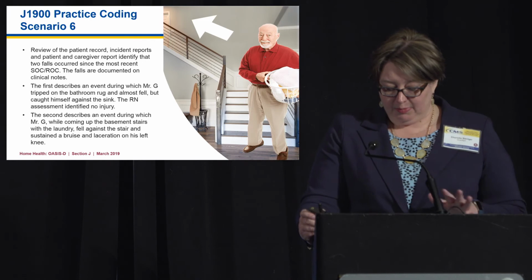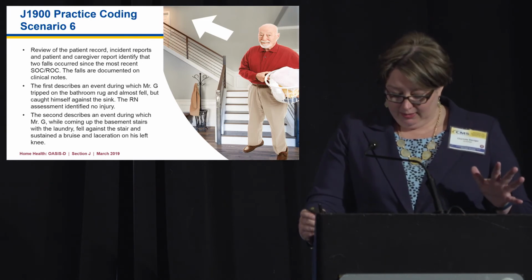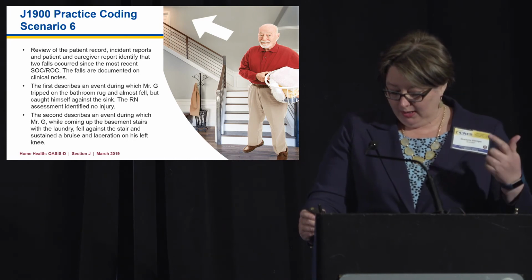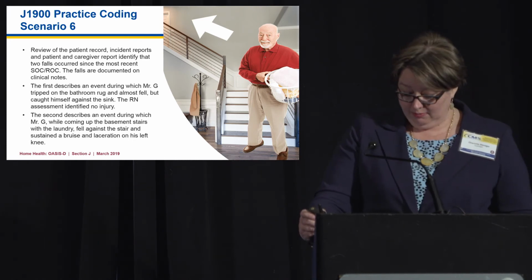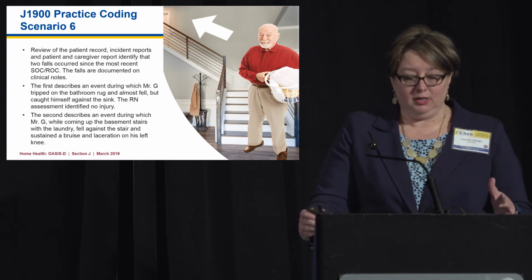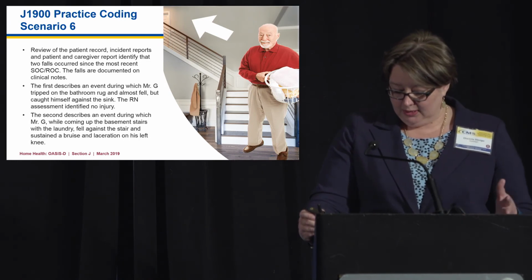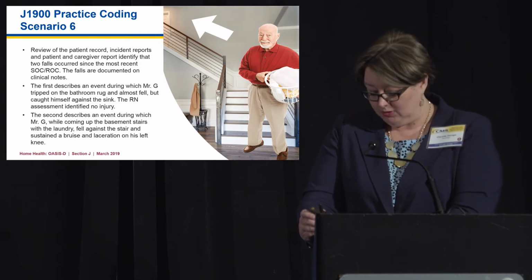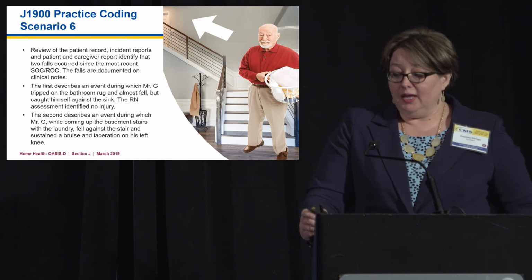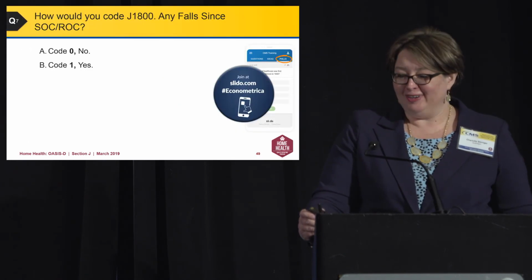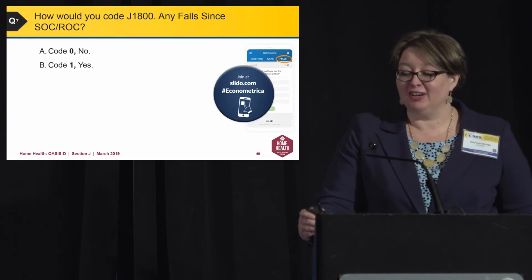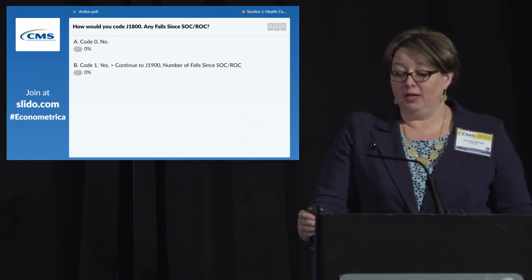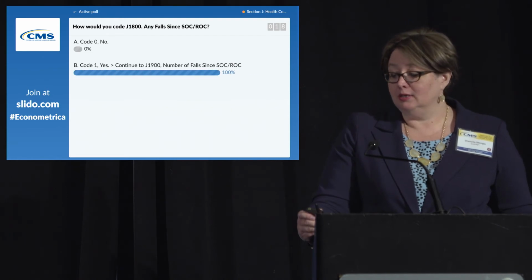Okay, so let's think about what happened in this scenario. There were how many events? We talked about 2 events. The first one where he almost fell but caught himself, and that resulted in no injury. And then one where he fell against the stairs and it resulted in a bruise and a cut knee, so we had a little bit of an injury there. Like I said, we're going to start with that first question. How would you code J1800, any falls since start of care, resumption of care? Would it be code 0, no, or would it be code 1, yes?